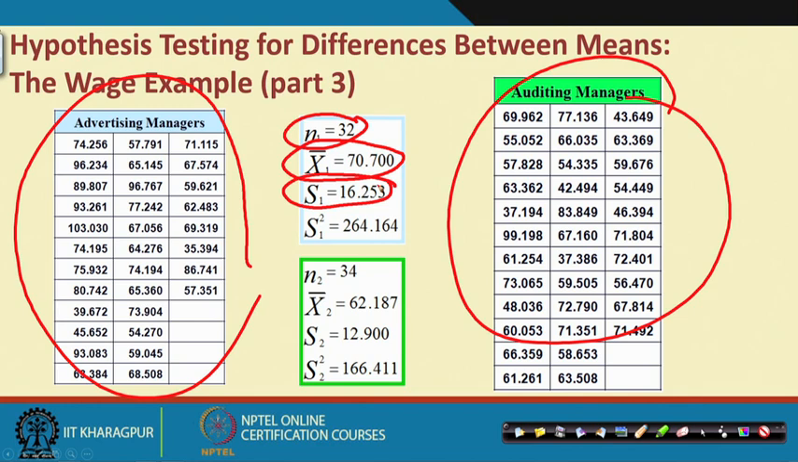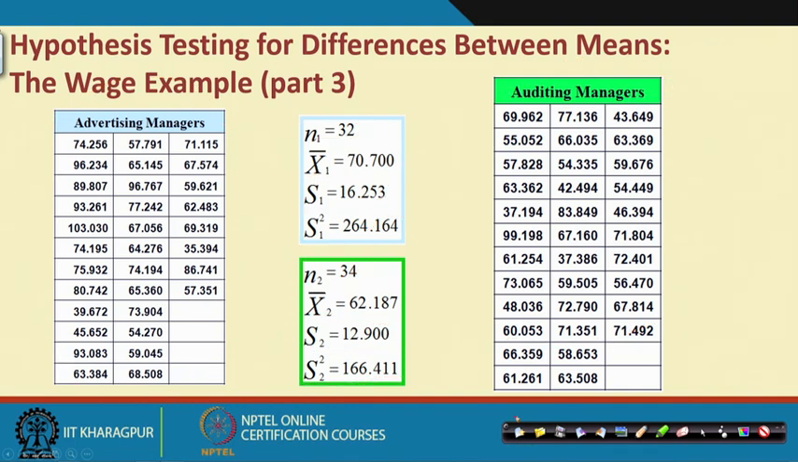16.253, and this is the sample variance and this is the standard deviation. Accordingly, in the case of the second sample, the sample size is 34, so the mean is 62.187, then the sample variance is 166.411, and the corresponding standard deviation will be 12.9. Accordingly, we will test the particular process. So let us go to this particular structure, and then we will see the kind of result, right.